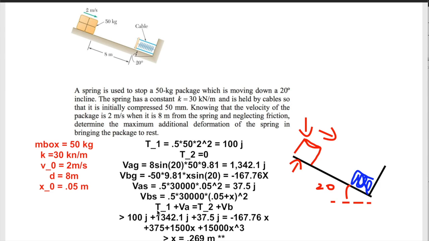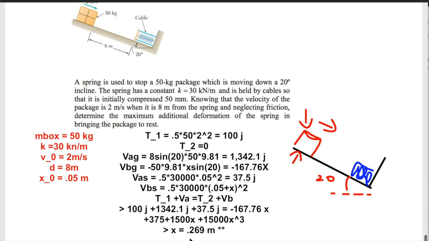We do our kinetic energy plus the potential energy at A or point 1 has to be equal to the kinetic and potential at point 2 or B. So we throw in our values, and then we solve for x, and we find that the additional elongation is 0.269 meters.